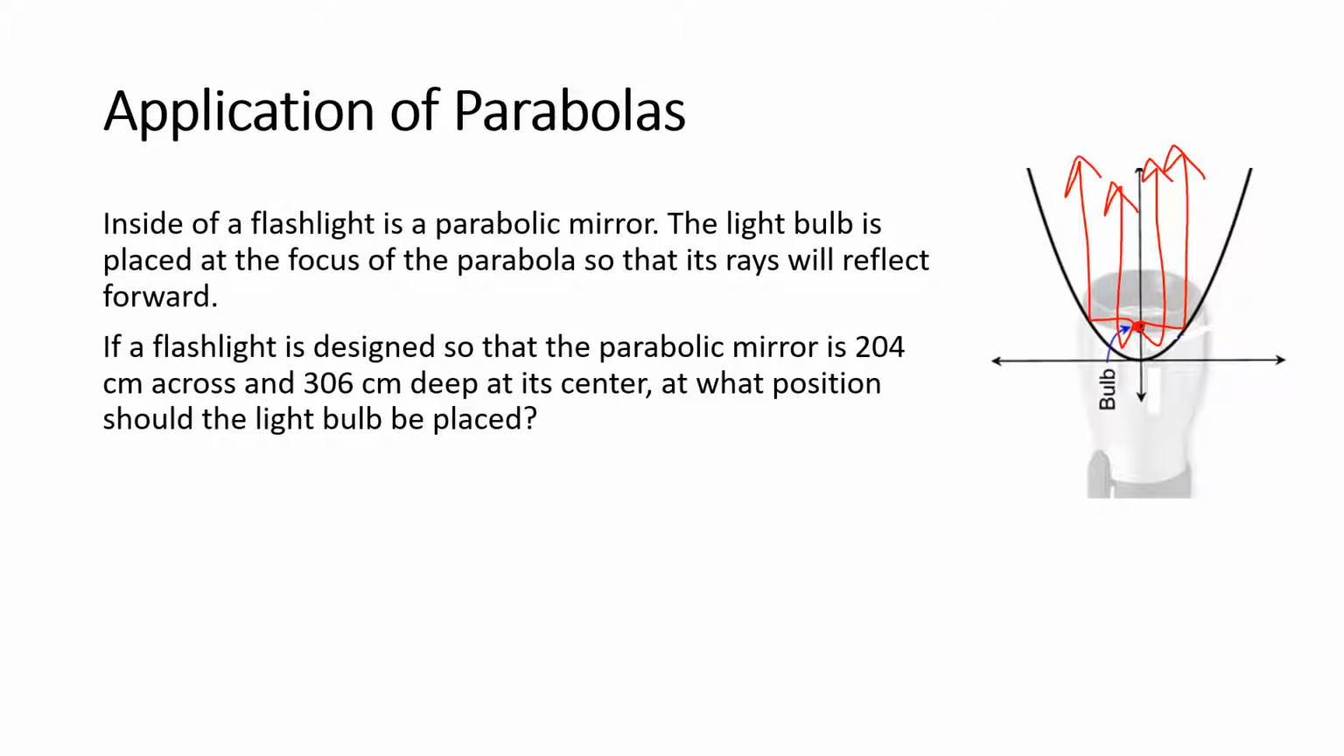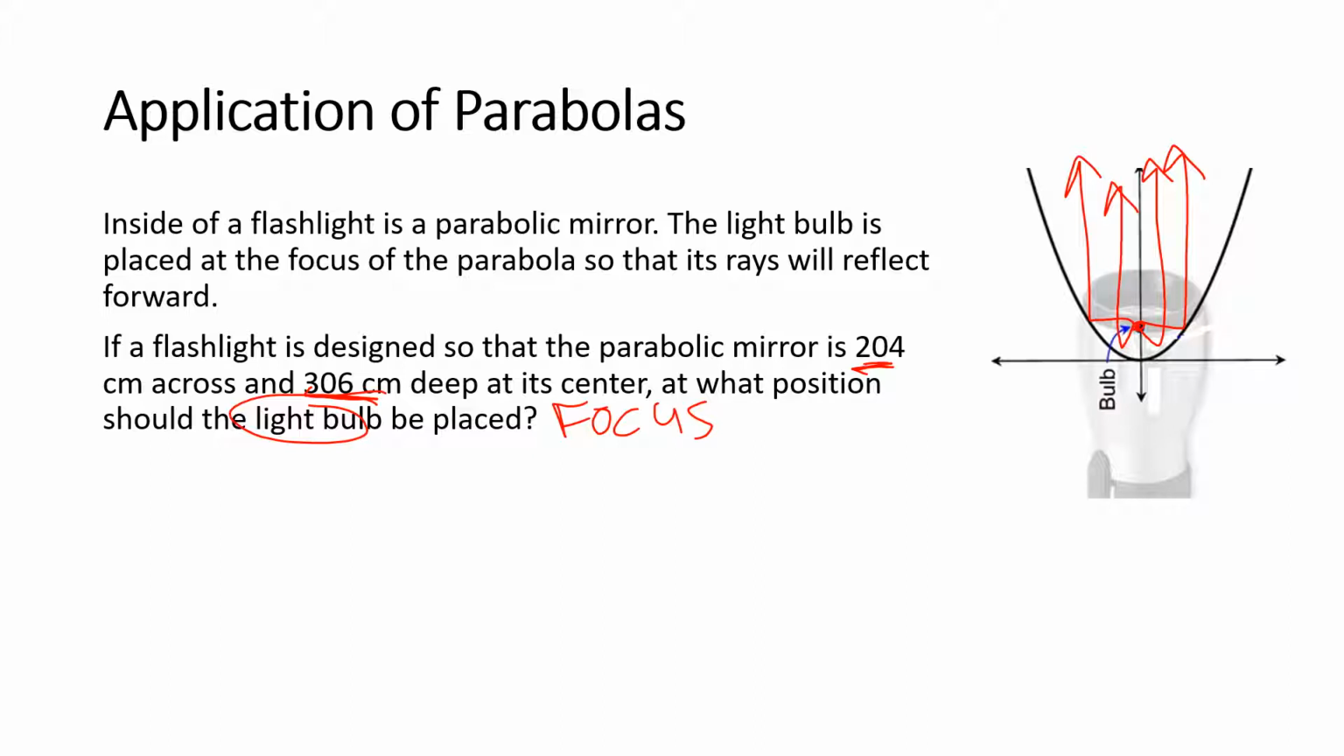So in this example, we're designing a flashlight so that the parabolic mirror is 204 centimeters across and 306 centimeters deep at its center. Our job is to figure out where the light bulb should be placed. And we know that the light bulb should be placed at the focus. So in order to find that, we need to know what P is. P is going to tell us how far away our focus is from our vertex.